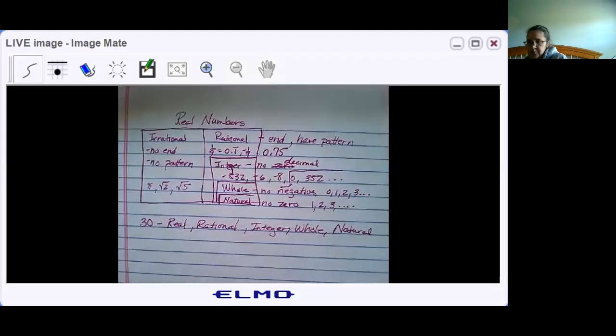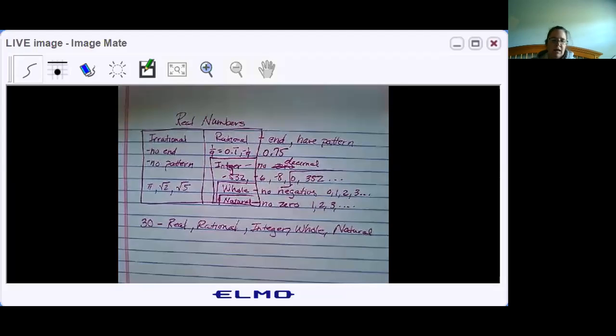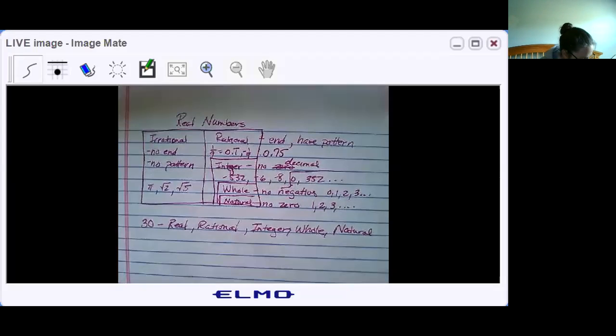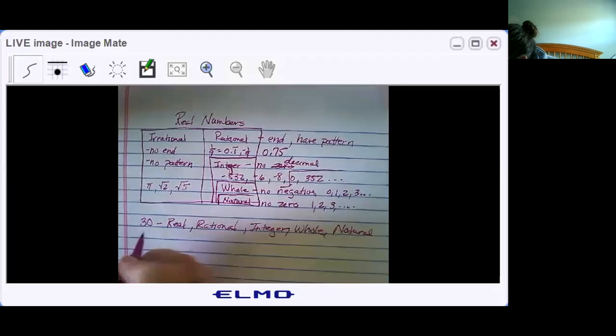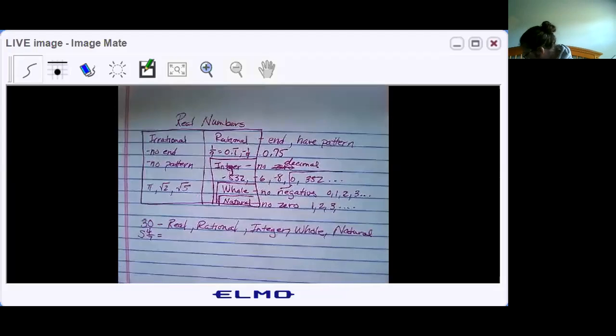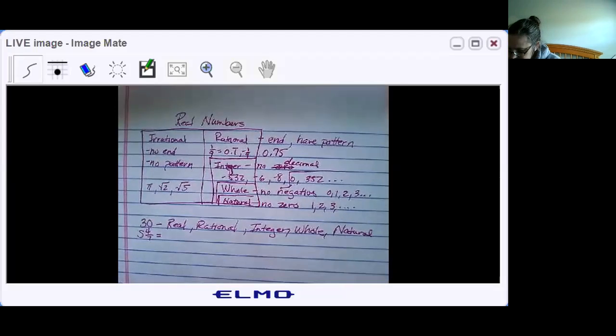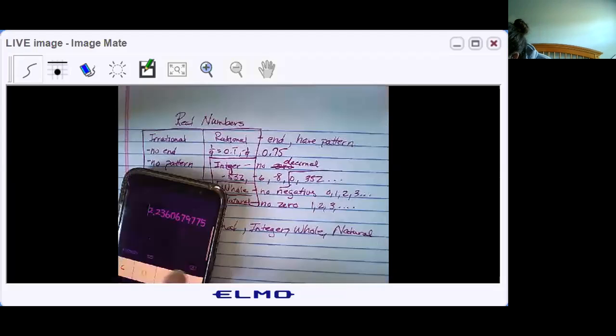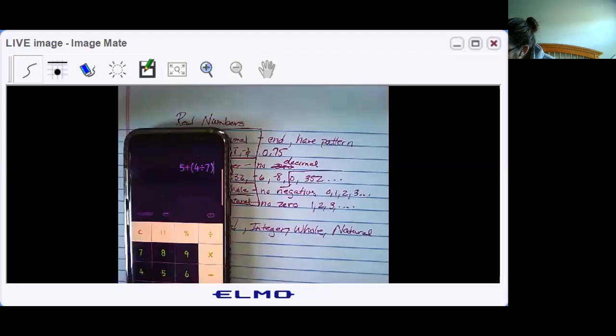So let me take another number here. I'll pull out my handy dandy interactive notebook from this year. Okay. 5 4/7. Well, let's see. What is 5 4/7 in my calculator? Clear that out. 5 and 4 divided by 7. Okay, so let's see what it says.